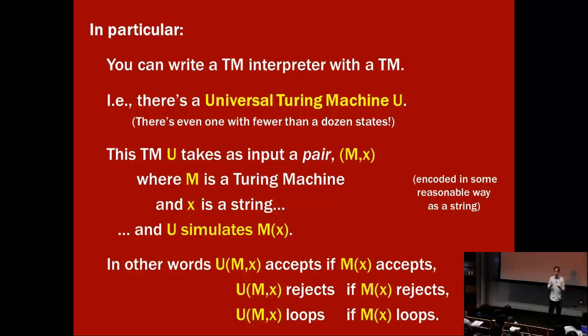So in particular, if you can write any program with a Turing machine, one thing you could write is a Turing machine interpreter with a Turing machine. Same as a Python interpreter. You can think of a Turing machine as just a piece of code. Usually we draw it with circles and stuff, but you could use that 7-tuple definition to really convert a Turing machine into a string in some reasonable format.